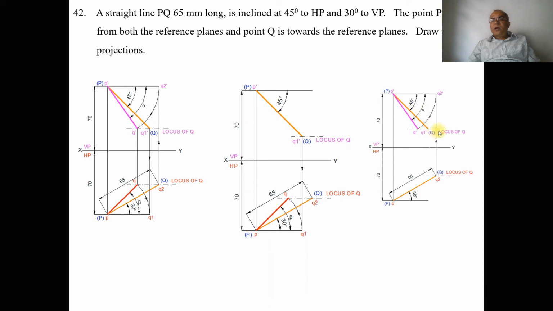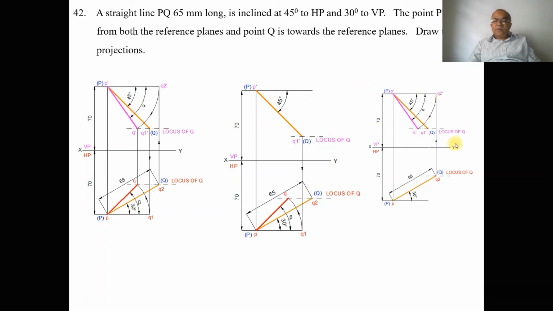So here we have the locus of Q. But now Q2 dash is not here, but it should be on the locus of Q. So by using the compass with P dash as center, take the radius of P dash Q2 dash and draw an arc such that it will cut the locus of Q in the front view. You mark this point as Q dash. Then join P dash and Q dash with a dotted line. So this is how you will be able to find the front view as well as the top view. So this is your final sketch.